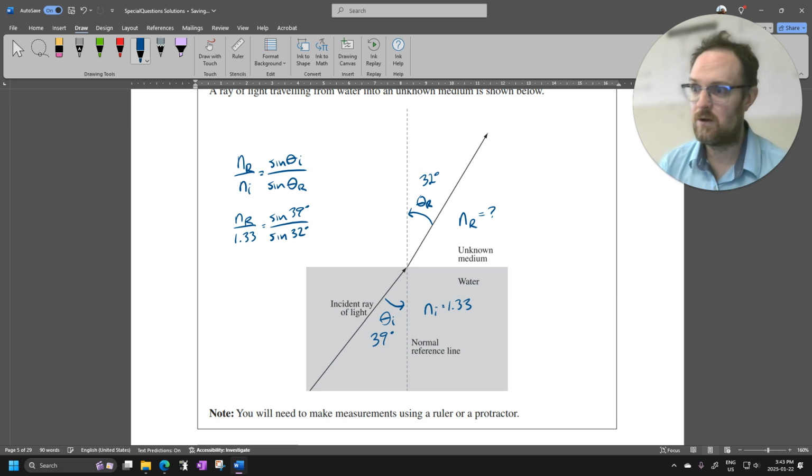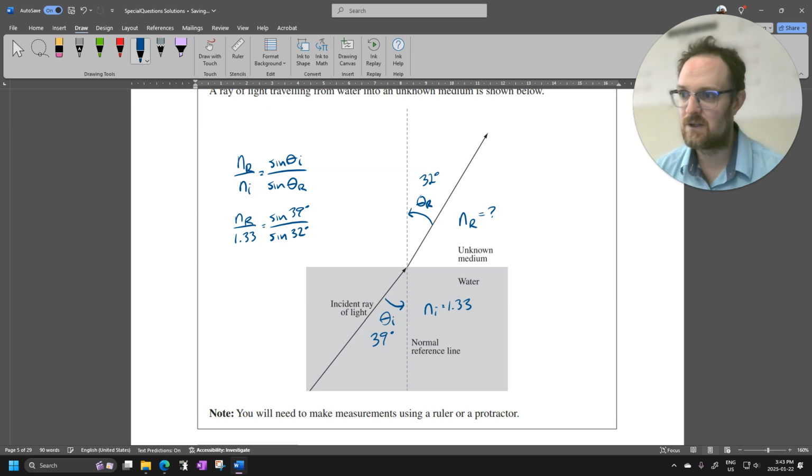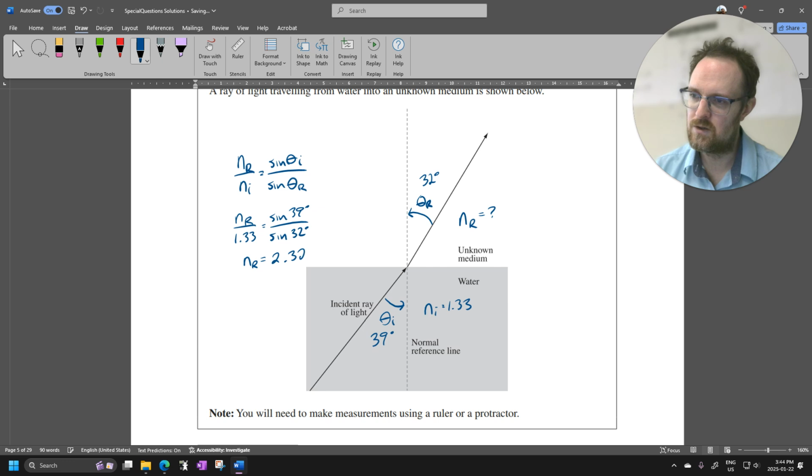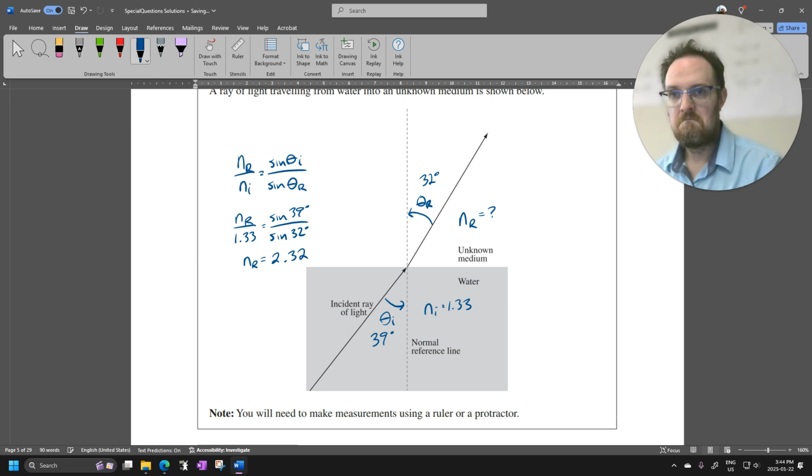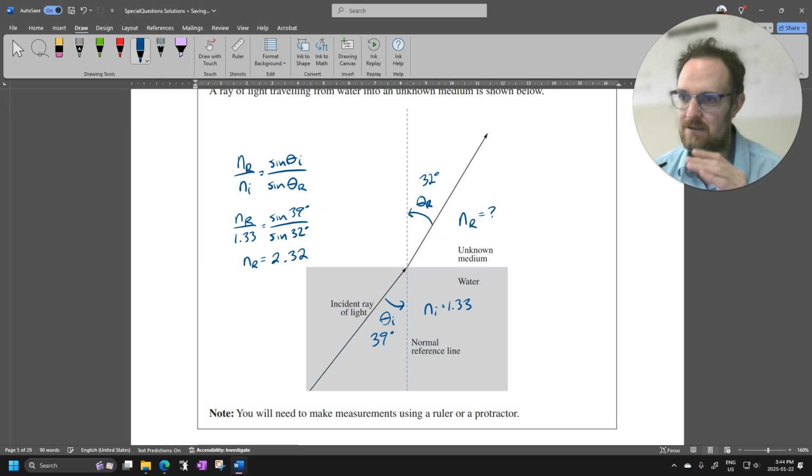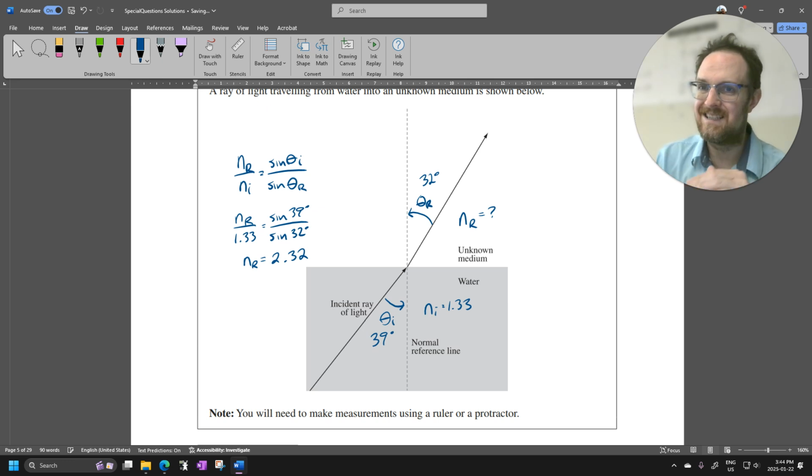Making sure our calculator is in degree mode. It will very specifically say in the very first question it needs it, unless they forget this for some reason. They'll just say, make sure your calculator is in degree mode. And then type everything out. And we get 2.32.